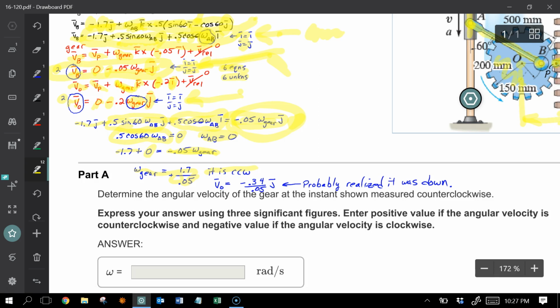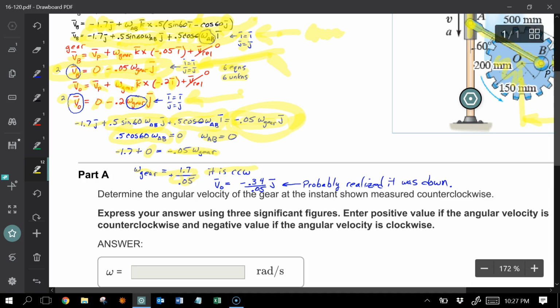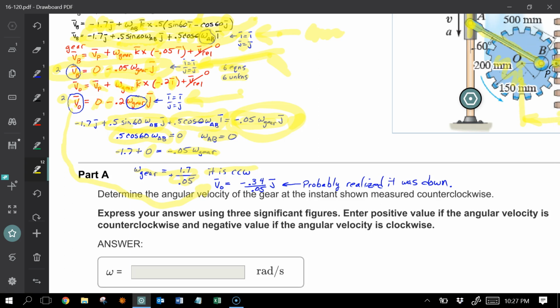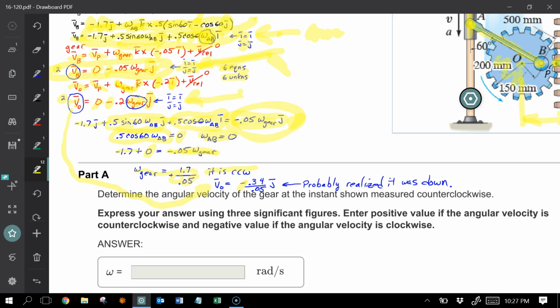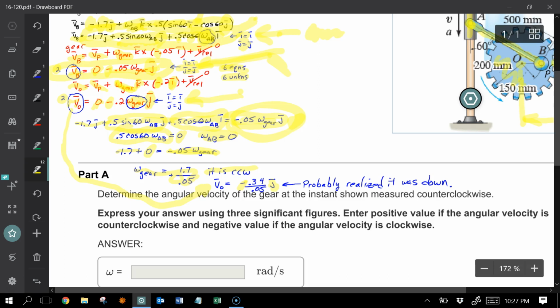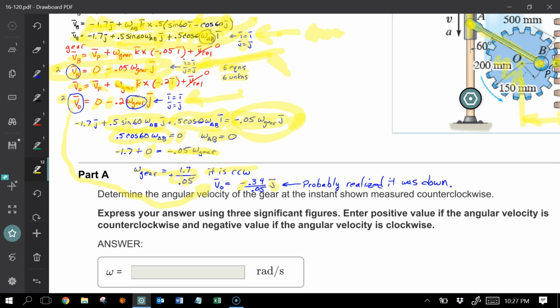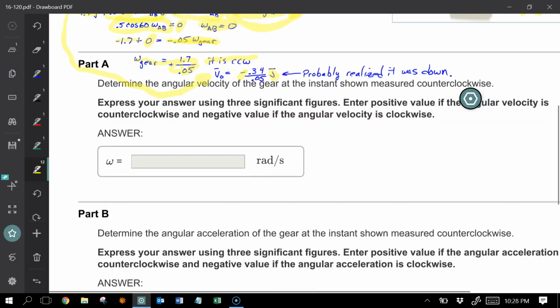And so now that you know omega gear, you can go back in and get this guy right here for the VO and put it in right here. VO equals negative 0.2 times omega gear. You just take 0.2 times 1.7 over da-da-da, and you get a negative number, right? The negative says, no, you were wrong when you thought you knew what it did. You thought it was going up, you're wrong. It's going down. So it's in the negative j. So it's going down 0.34 over 0.05. Okay, and you probably knew it was going down, but it confirms that it was.